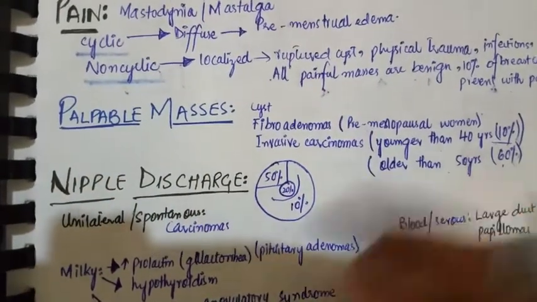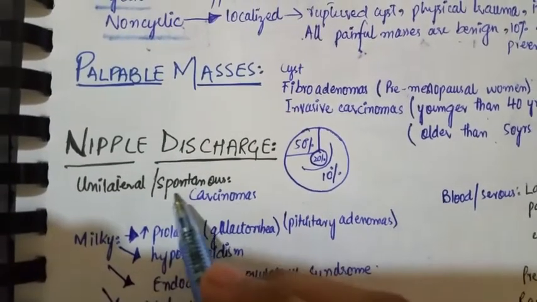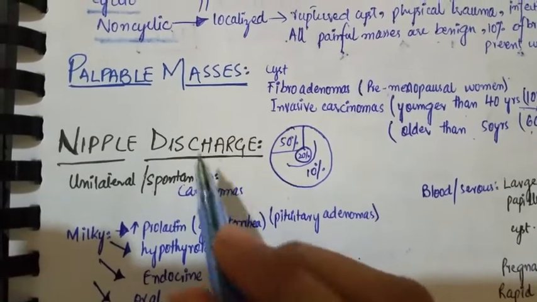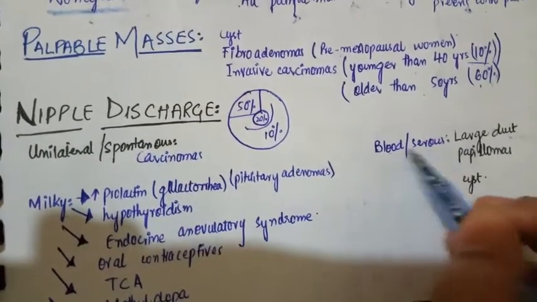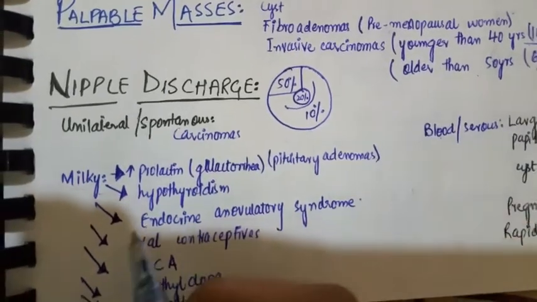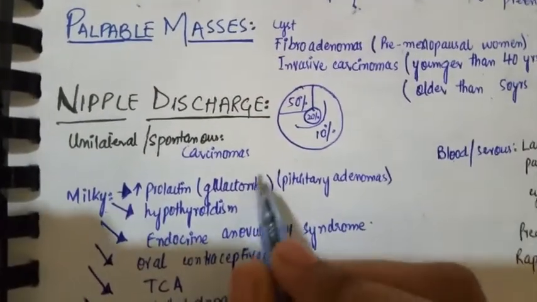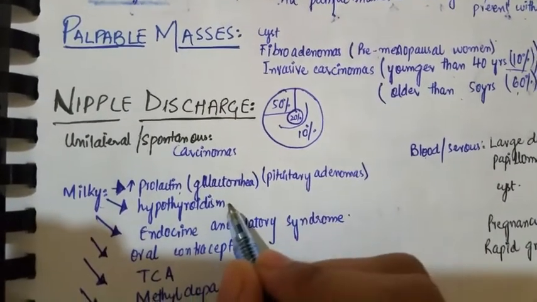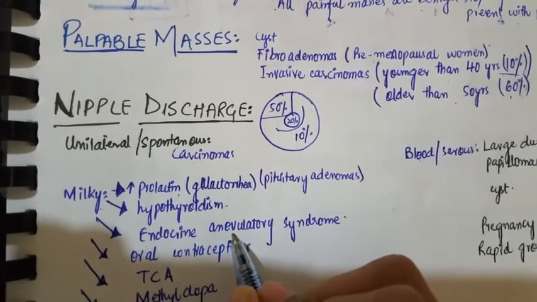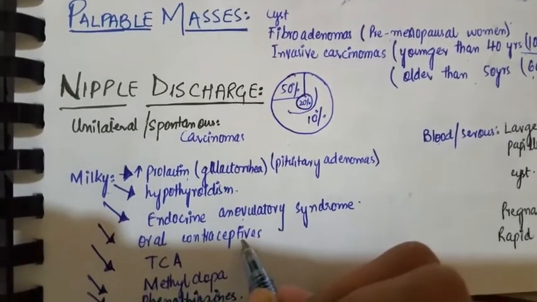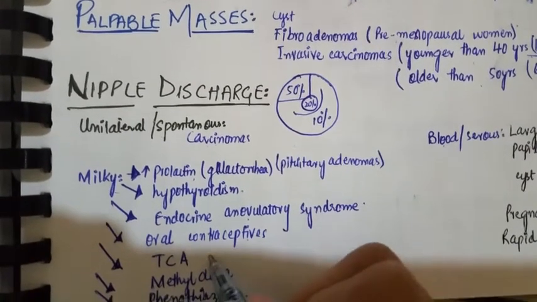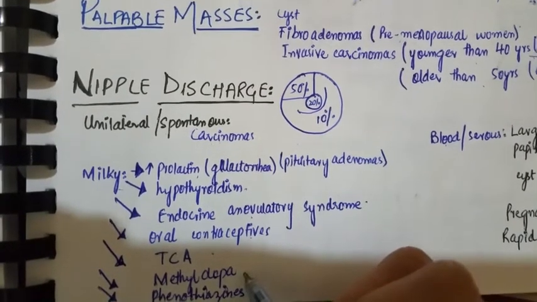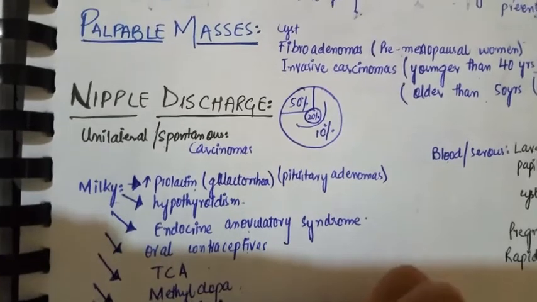Now come to nipple discharge. If the nipple discharge is unilateral or spontaneous, the main cause may be carcinoma. Nipple discharge may be milky, bloody, or serous. Milky discharge is known as galactorrhea. It's due to an increased prolactin level. The causes may be pituitary adenomas, hypothyroidism, endocrine and ovulatory syndrome, use of oral contraceptives, tricyclic antidepressants, methyldopa, which is an emergency drug in pregnancy for hypertension, and phenothiazines.